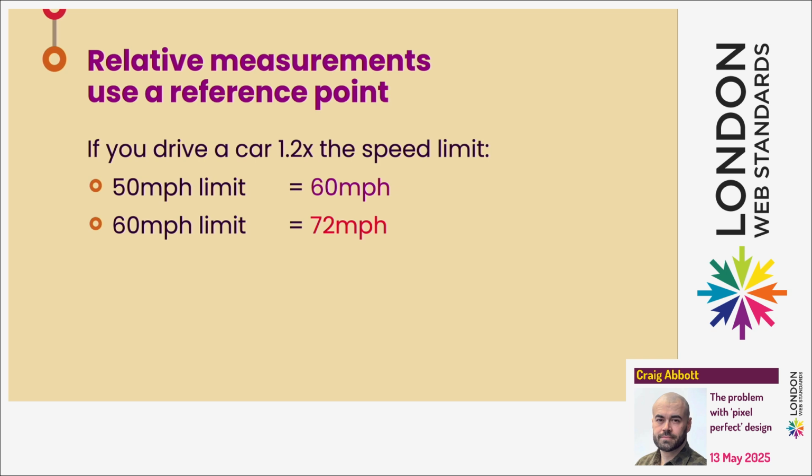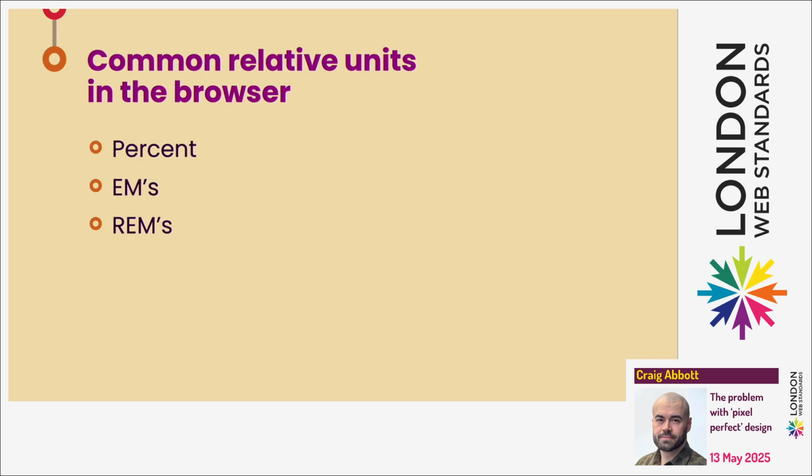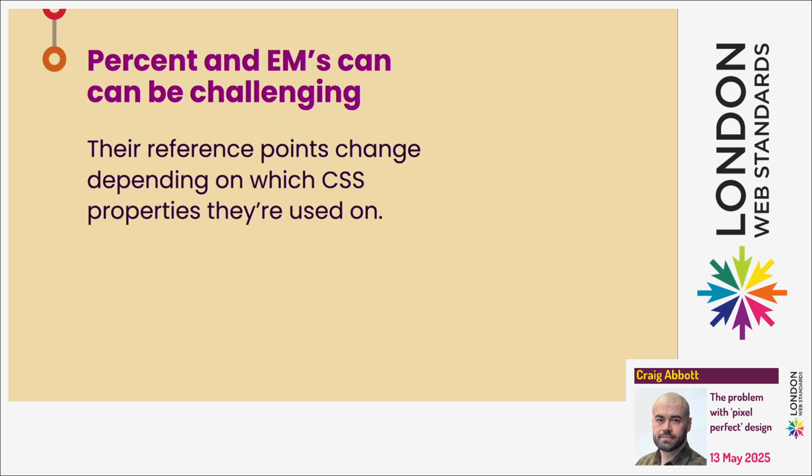But yeah, if you drove a car 1.2 times the speed limit, if you were on a 50 mile an hour limit, you'd drive 60 miles an hour. If you were in a 60 mile an hour limit, you would drive 72 miles an hour. So common relative units we can use in the browser are percent, ems, rems. But percent and ems can be challenging.